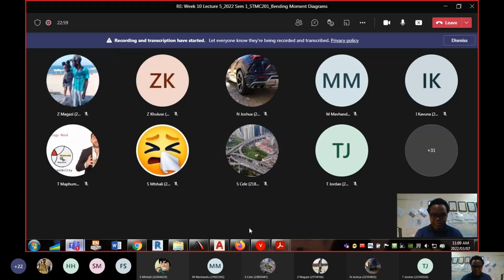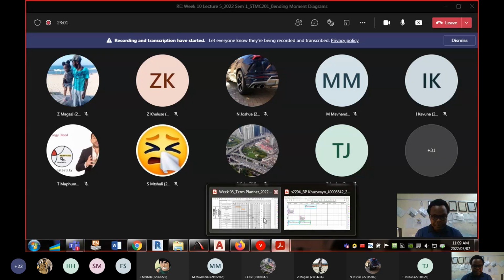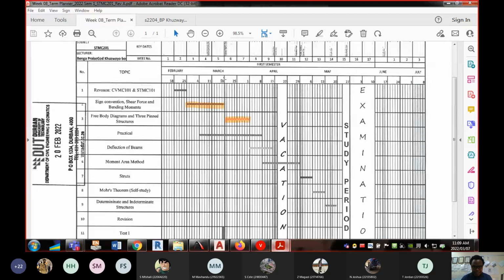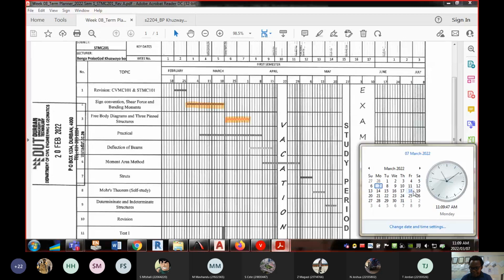Okay, excellent. Right, I almost forgot one thing here. Test 1 is still on the 18th of March. Test 1 will cover a revision, which is support reactions, shear force diagrams, and bending moment diagrams. Those three things will be covered in test 1.